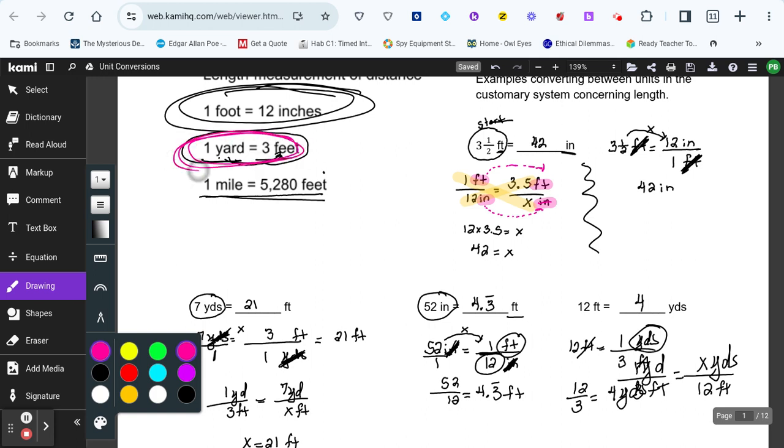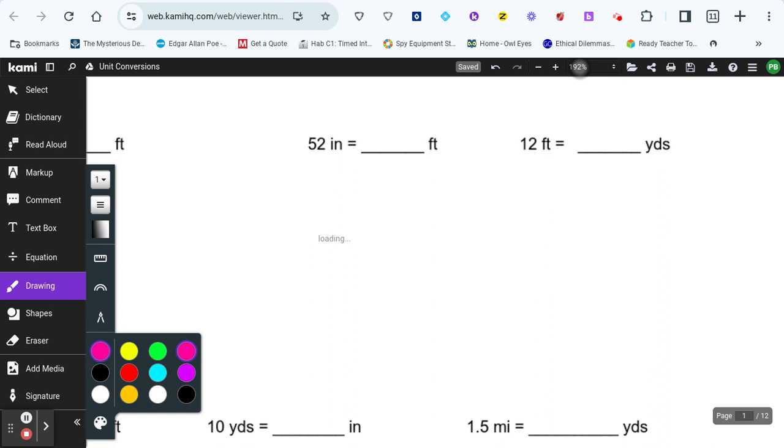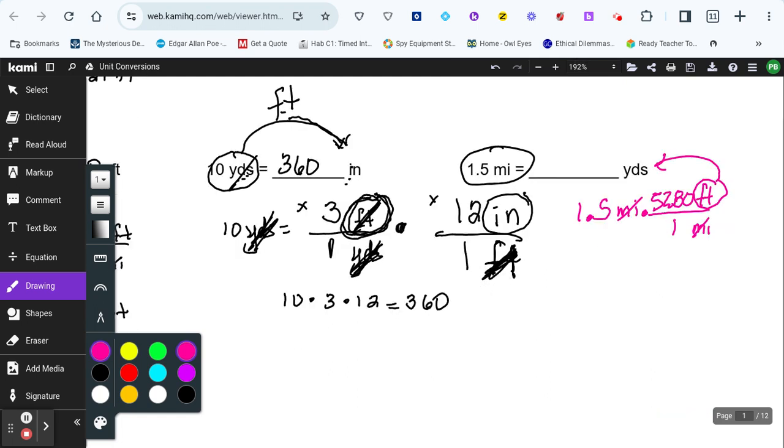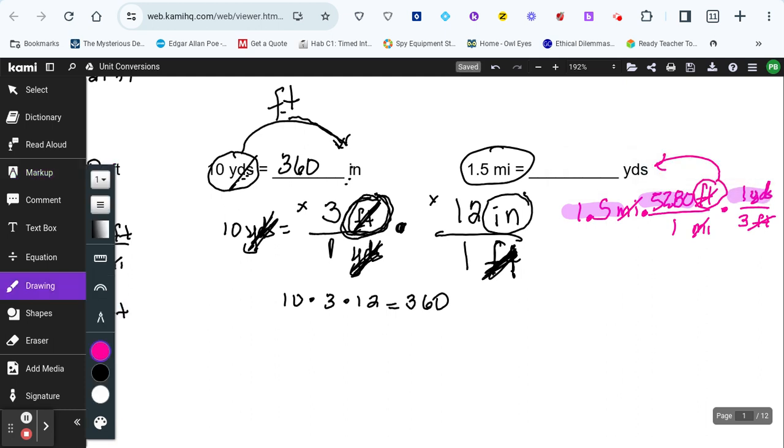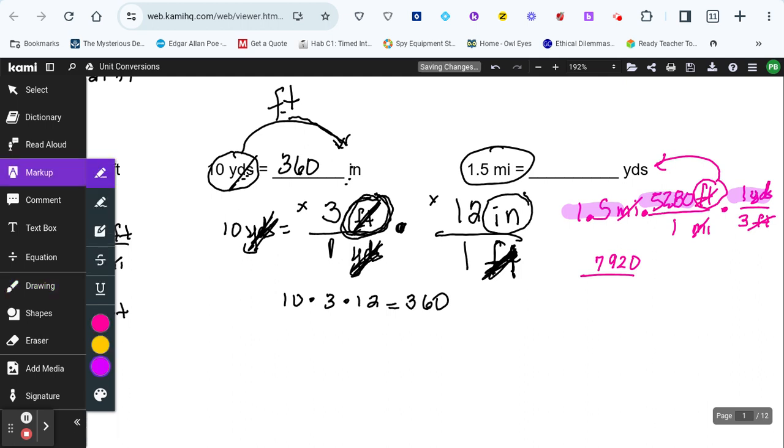We'll use this one. We'll use 1 yard and 3 feet. However, you've got to put the 3 feet in the denominator so these can cancel out. Okay, so watch this now. I'm going to multiply everything on the top. Multiply all those. So it's going to give me 1.5 times 5,280 times 1, which is 7,920.